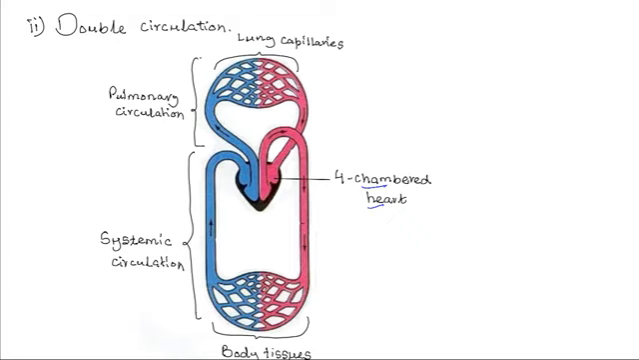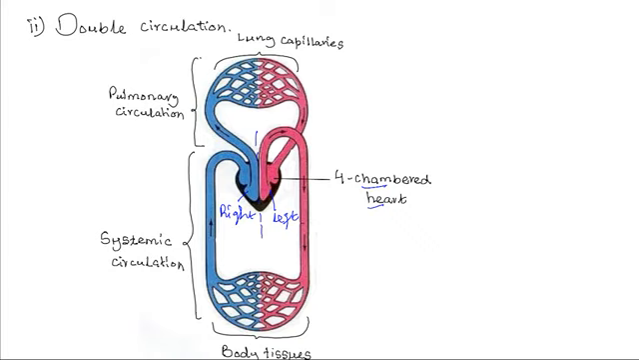The heart is typically divided into two, the right side and the left side. The right side carries deoxygenated blood, while the left side carries oxygenated blood. So for every complete circuit, the blood will flow through the heart twice. So there are two circulations.